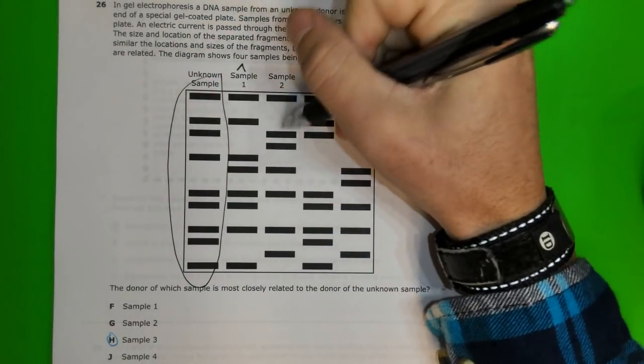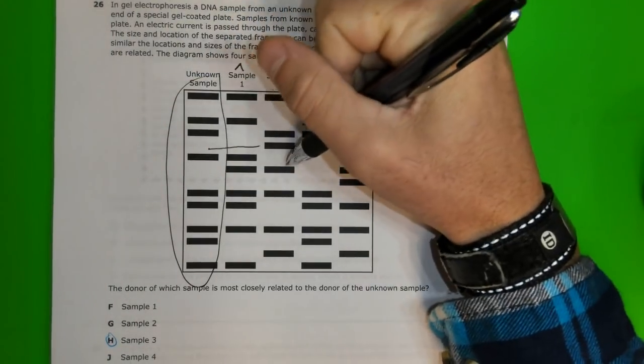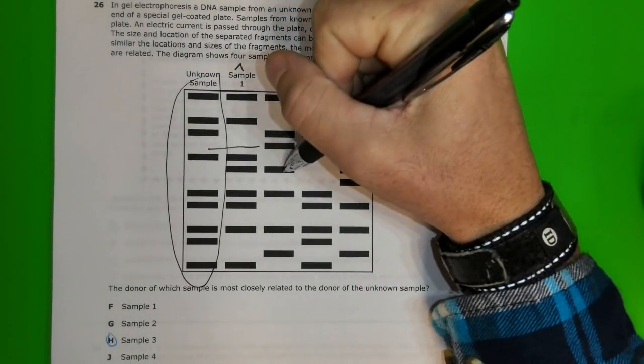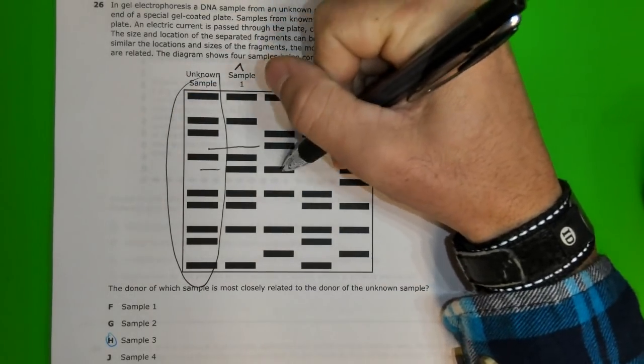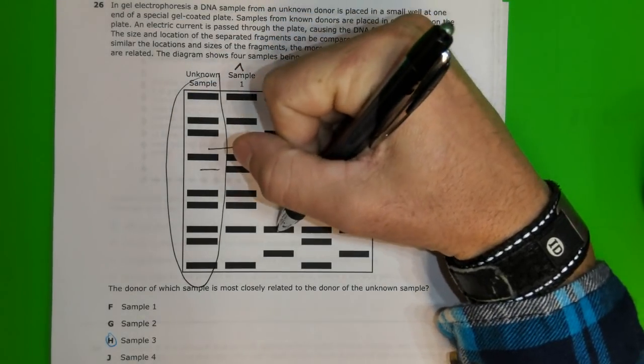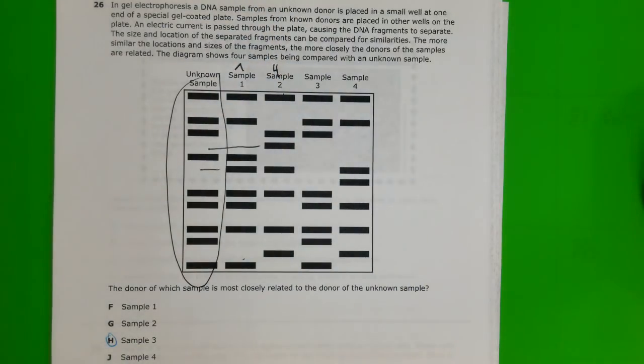So this one has 1, 2. This one doesn't match up to anything. So 1, 2. This one doesn't match up to anything. 1, 2, 3. This one matches up. 4. And this one does not. So this one only has 4 similarities.